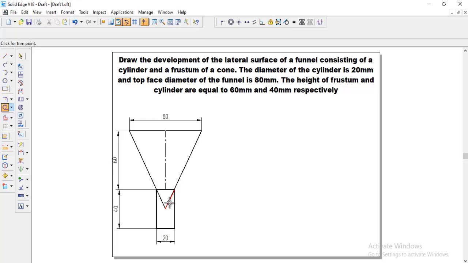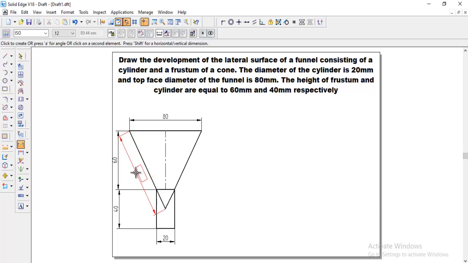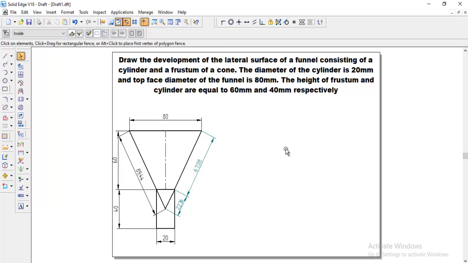You can trim this one. We need to split the line at this point, because we need this length while cutting this portion, so that we can get the individual lengths of these sides. And then you can measure the total length of this line. So this total side length is 89.44, and the small segments, these two, will be 22.36 and 67.08. Okay, now we'll go to the development.